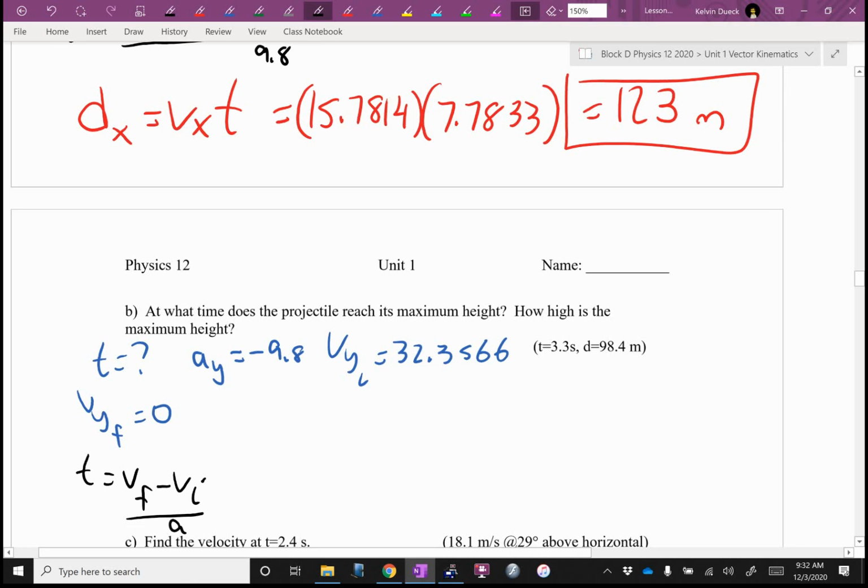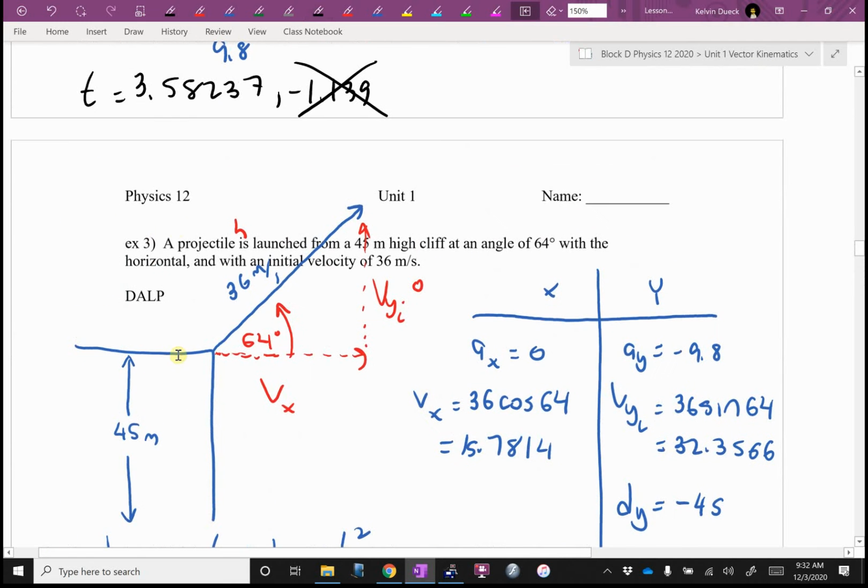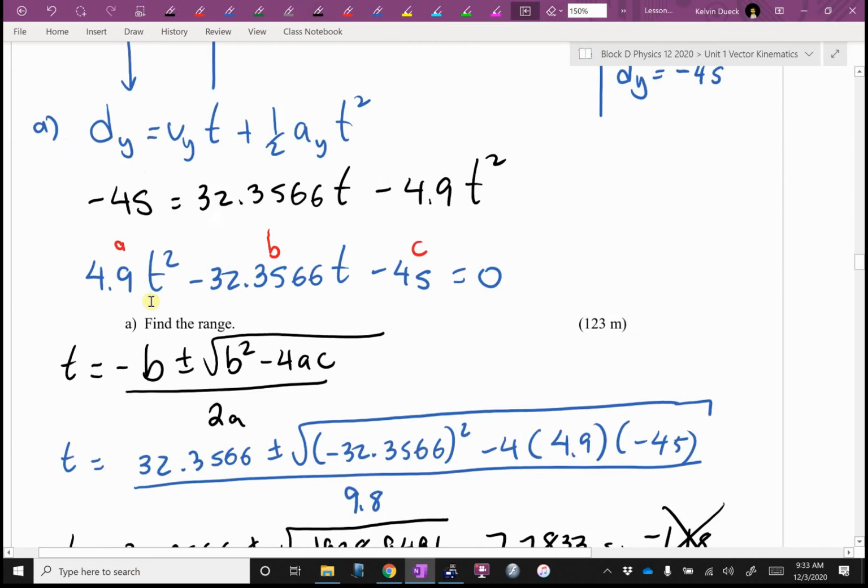Common mistakes. Everybody look up for a second. People forget the zero, but they know they need a velocity. So they'll often pull in the 36, the slanty one that I've told you never to use, or they'll make that V initial, and make V final the 32.356 or something. So don't do that.